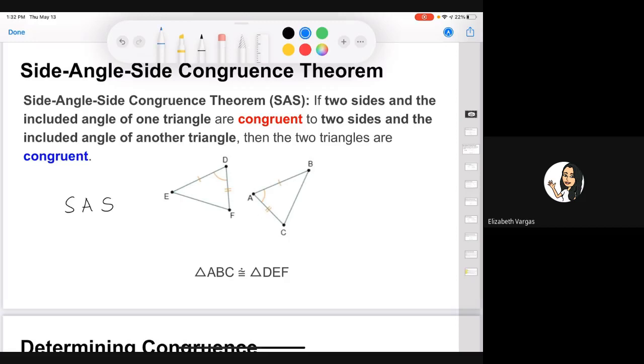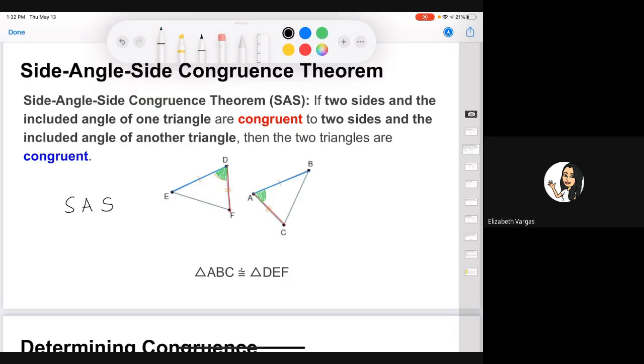So basically, it's saying if two sides, so these two sides will be congruent, and these two sides are congruent. If two sides are congruent and their included angles, so the angle that they create when they connect, are congruent to the two sides and included angle of another triangle, then those two triangles are congruent. That's what this is saying.